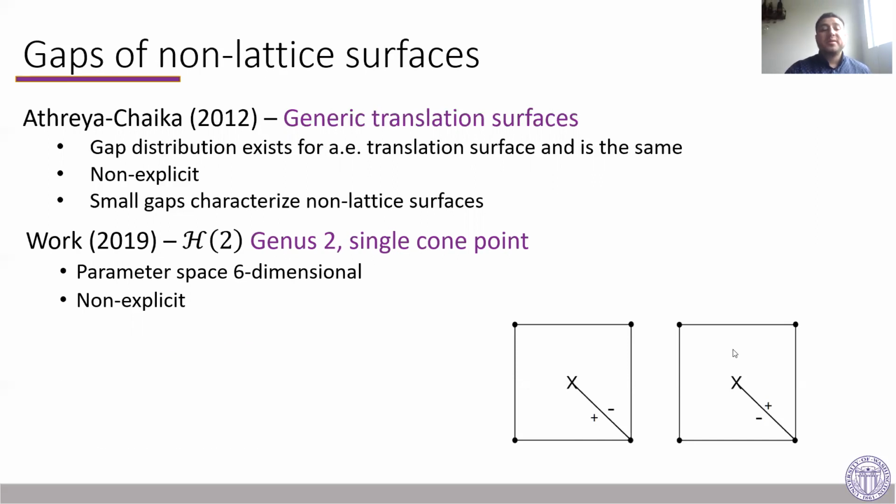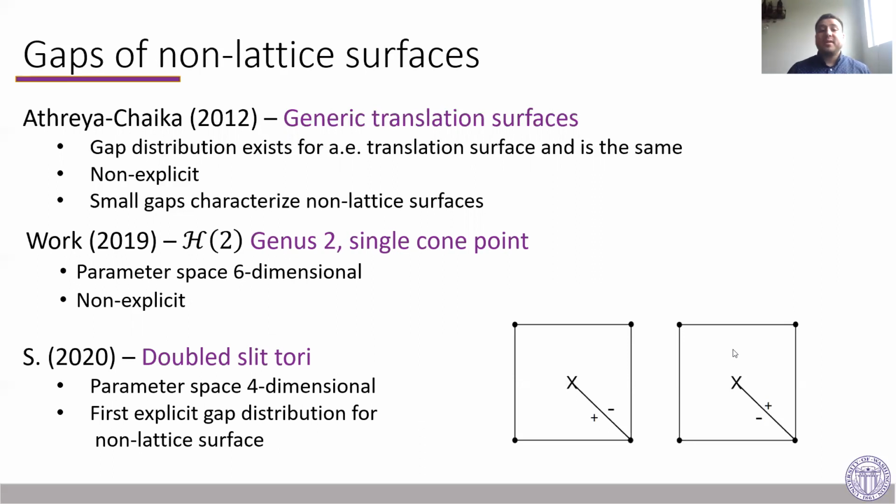And then more recently, where my work fits into this series of papers is for double slit tori. These are genus 2 translation surfaces, now with 2 cone points. In my situation, the parameter space is 4-dimensional, and it's the first explicit gap distribution for a non-lattice surface. And here's a picture of a double slit torus.